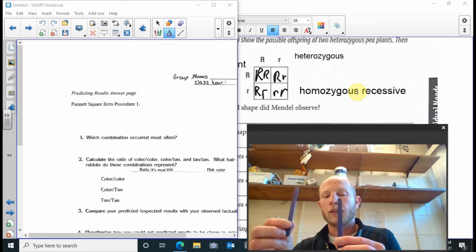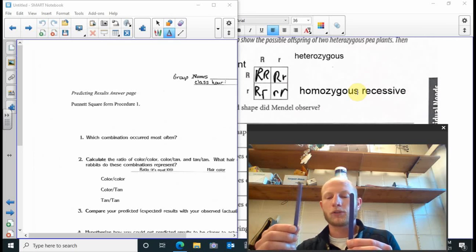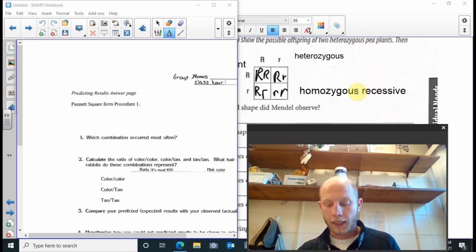Homozygous. So this means if we do 100 draws, we should do this 25 times, right? 25% or 25 out of 100 is the same thing. Now it's saying if we look, that was this guy, that's homozygous dominant. Now if we look here to heterozygous, which would be color tan, right?